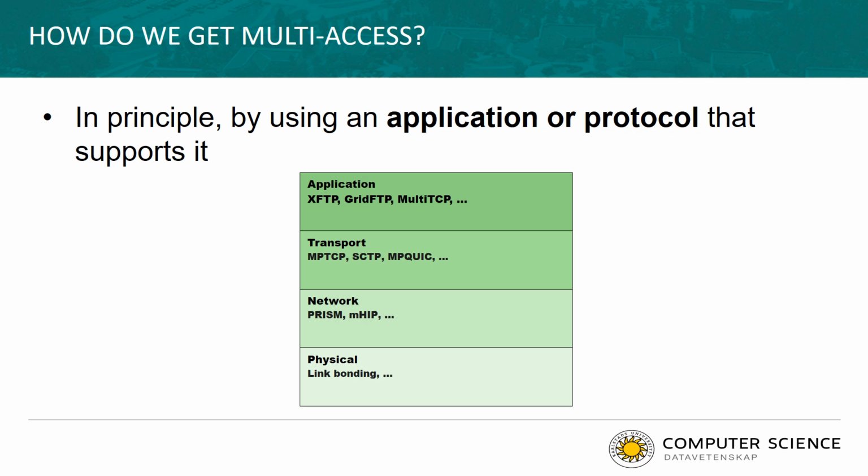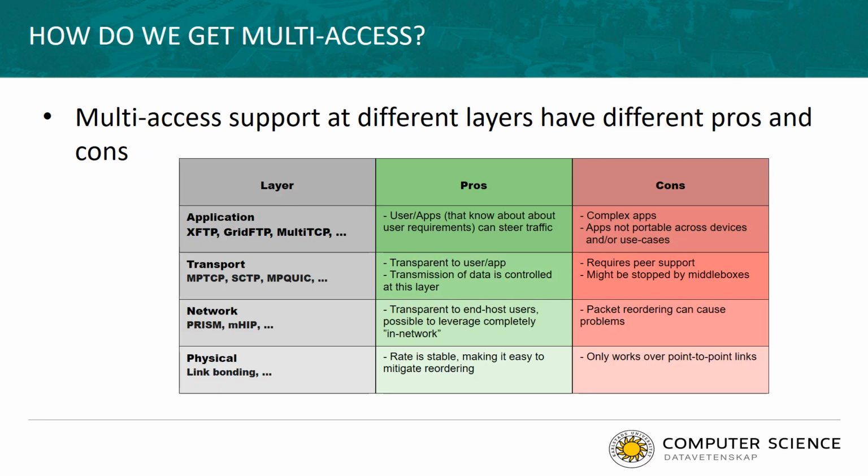Another approach is proxy-based approaches, such as PRISM, where you may, for instance, have an IP encapsulation between 2 points in the network. You may also use multi-access at the link layer, at the physical layer, for instance, through link bonding. So what are then the pros and cons of providing multi-access support at different communication layers?